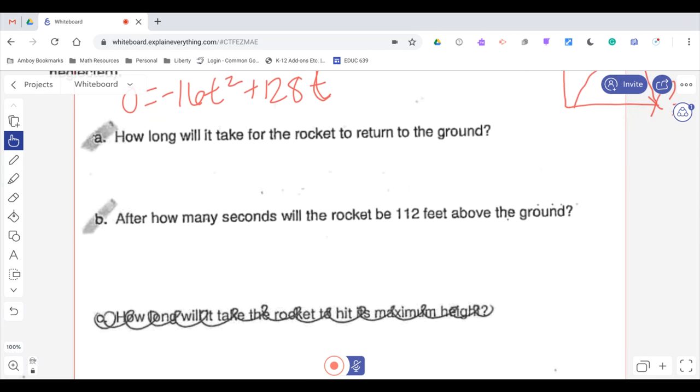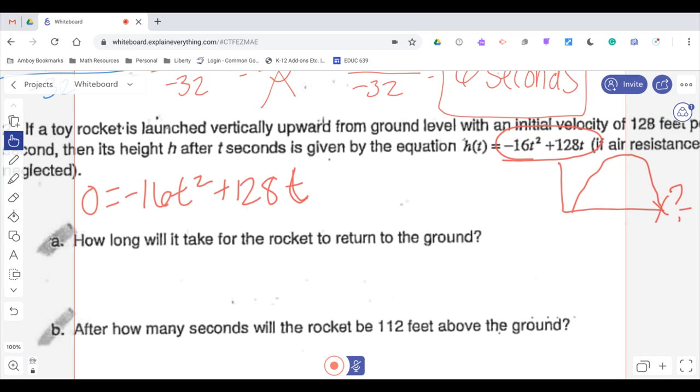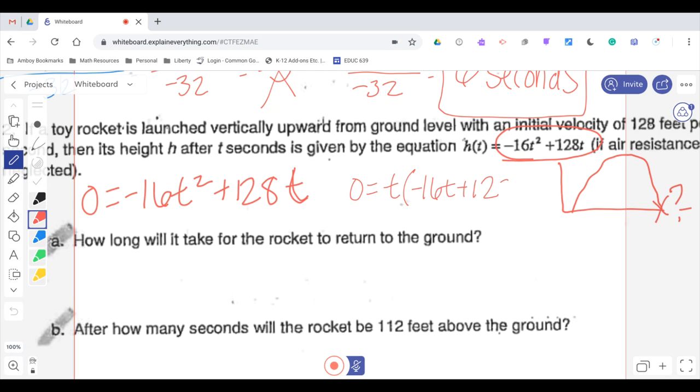I want to know, when does it hit 0? Okay. Another thing I could do, since they both have a t in them, I can take a t out. So I can have 0 equals t, and then I have negative 16t plus 128. And I can set both of those equal to 0. So there's t equals 0, meaning 0 seconds, or negative 16t plus 128 equals 0.